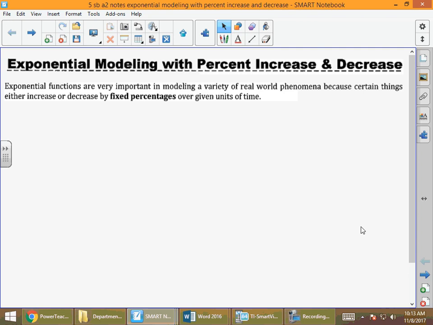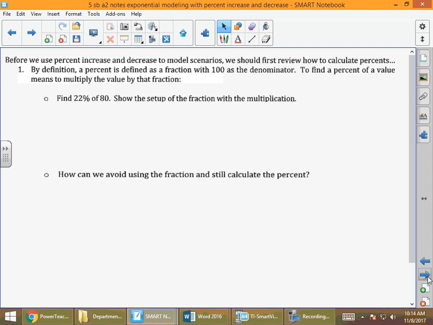But exponential functions are very important in modeling a variety of real-world phenomena because certain things either increase or decrease by a fixed percentage over given units of time. But before we actually get into that, I need to digress for a couple minutes and talk about percents.